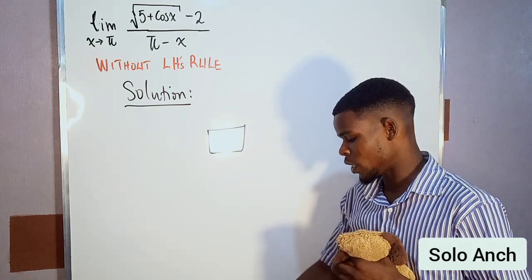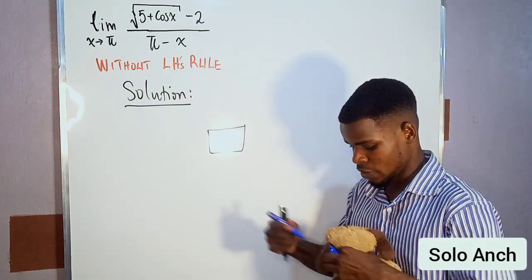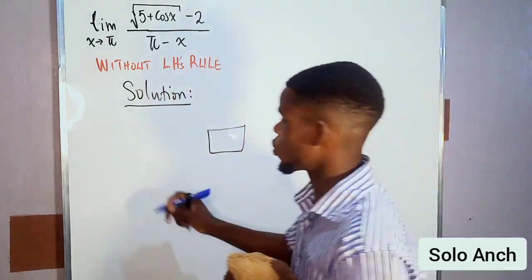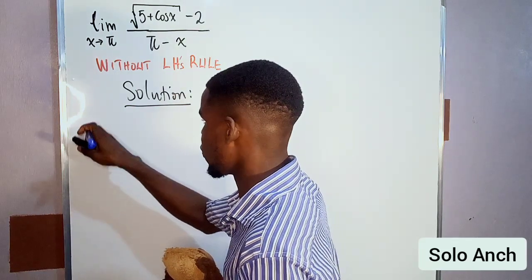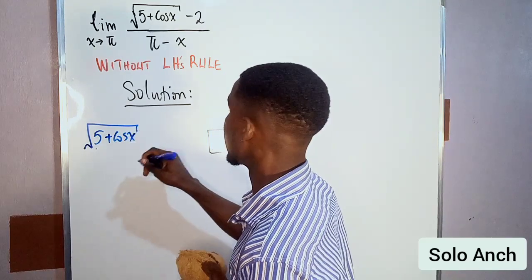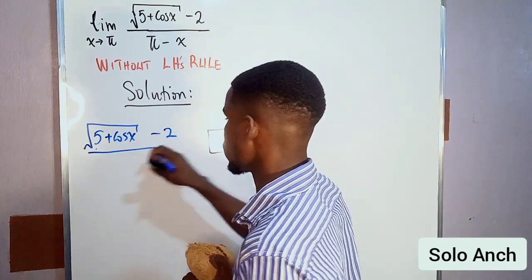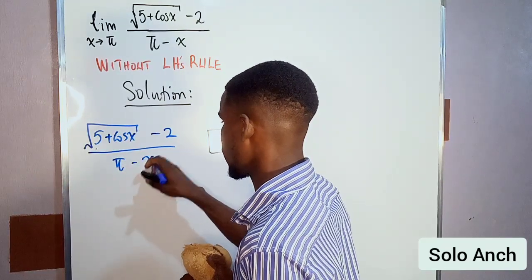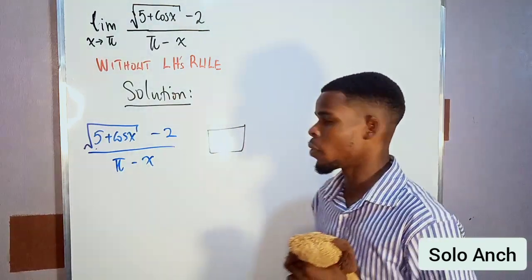I'm going to start off with the function without the limit. So let me write the function. We have the square root of 5 plus the cosine of x, and then we subtract 2 from that. We divide this result by pi minus x. Okay, so what can we do here?